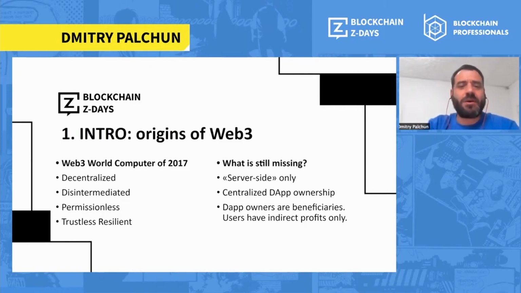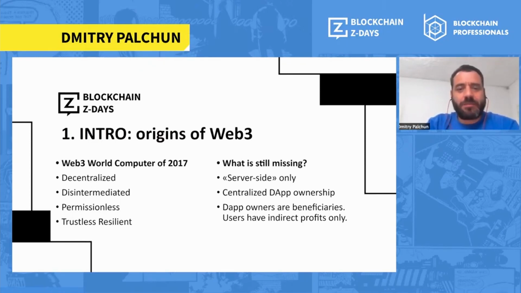Disintermediation means no actor can forcibly extract value from their user base. Permissionless means anyone can join and there's no censorship. And trustless means that nobody must be trusted. It's not quite correct, but it essentially means everything can be verified. And resilient essentially means robustness.